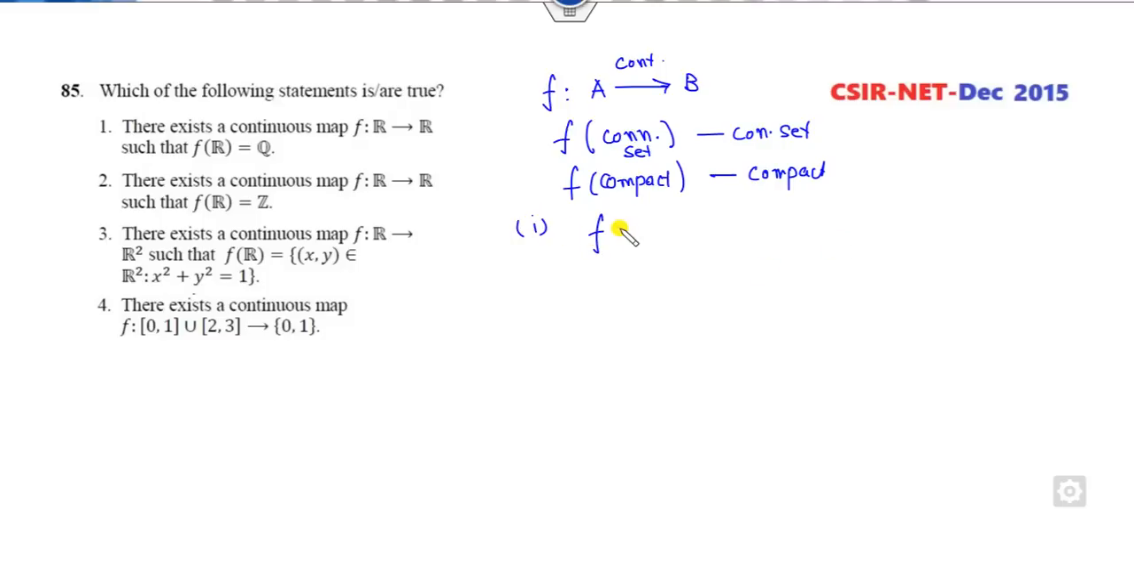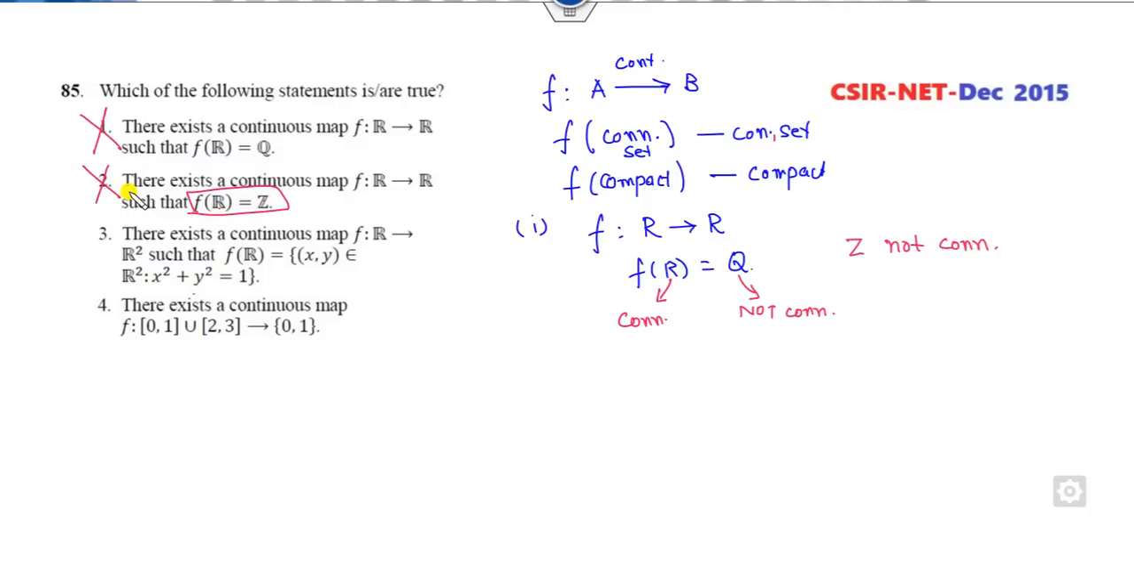Fine. So look at the first mapping, R to R, such that f of R is Q. You can see R and Q are not of the same nature. Why? R is connected, Q is not connected. So F connected should give connected. So this option is cancelled out. The second option is here, again, Z is not connected, but R is connected. So this option is cancelled out.